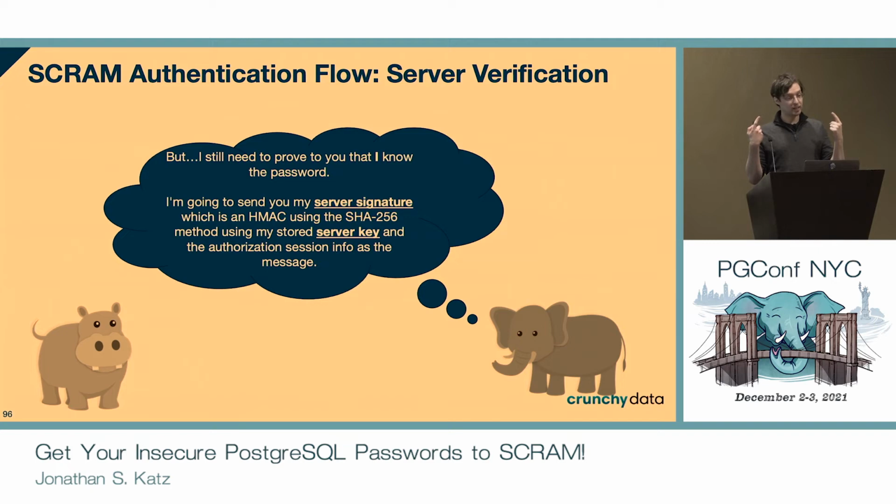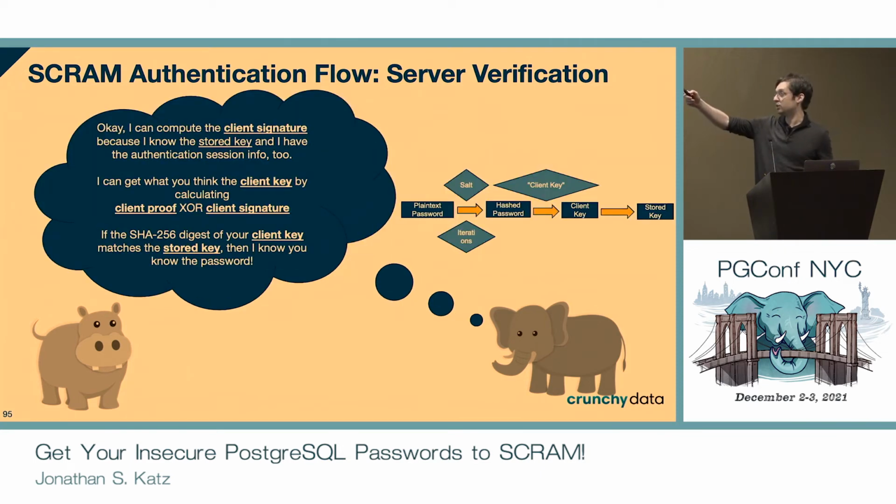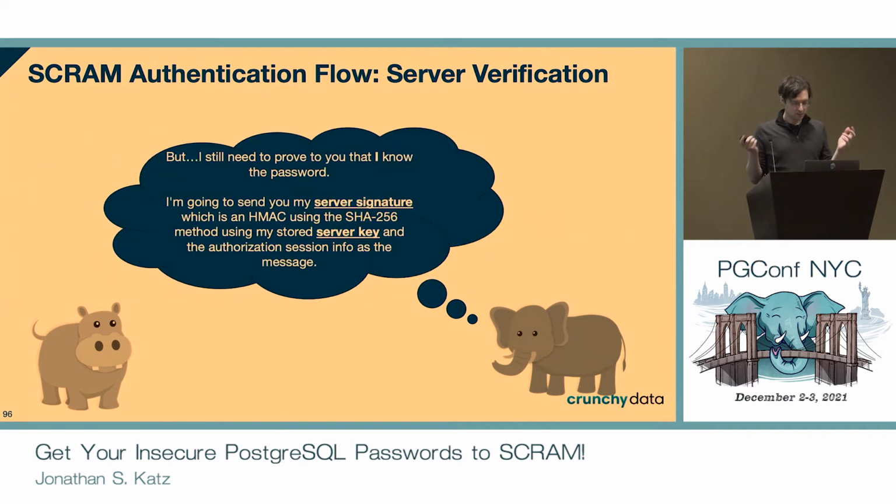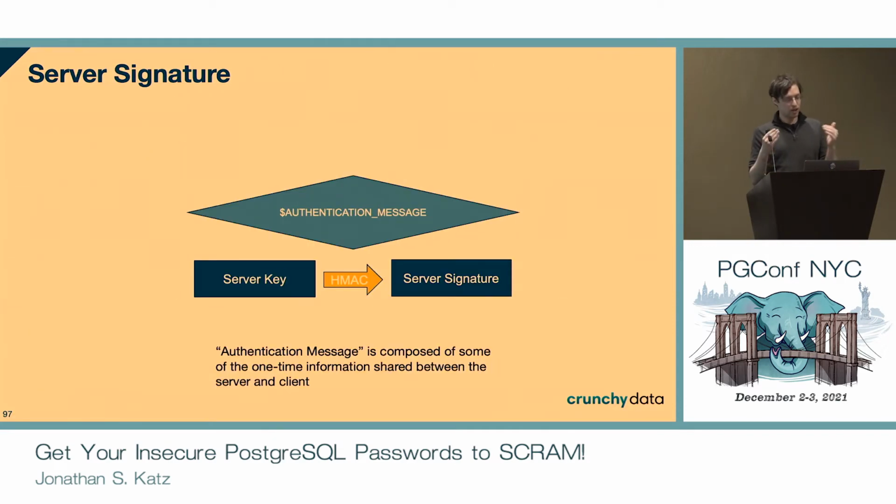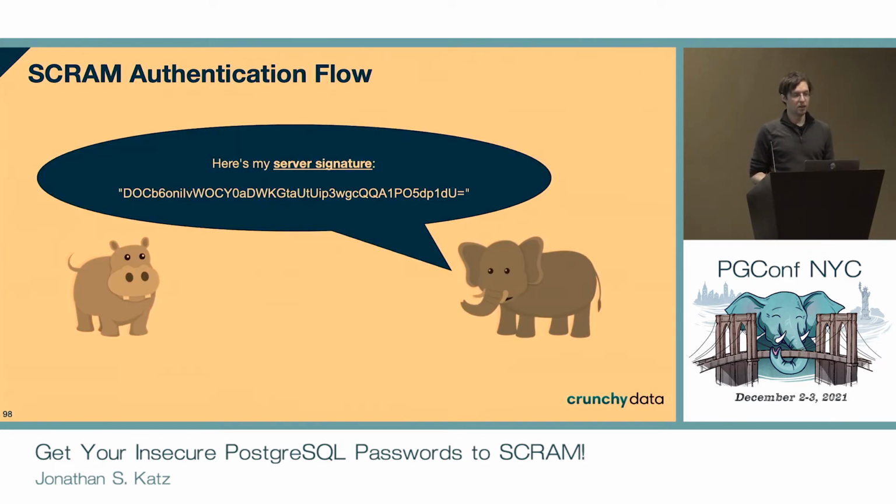So the server is going to generate something called a server signature. The server signature is similar to the client's signature, except it uses the server key. Recall that when we built the SCRAM verifier, we also stored something called the server key, which is just the HMAC of the hashed password with the literal string server key. We generate the server signature similar to how we generated the client signature, except using the server key. We have that one-time authentication info in there, we build out the HMAC, and we send over the server signature to the client.